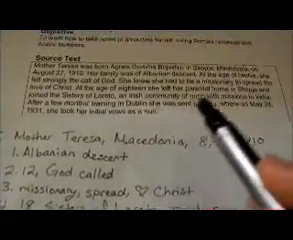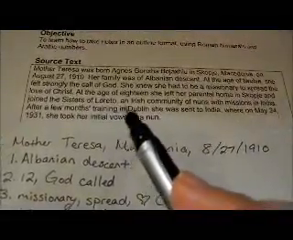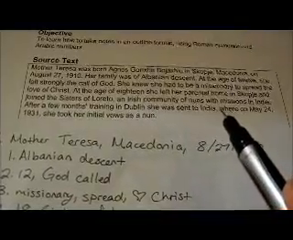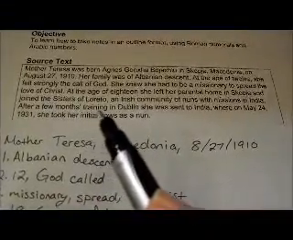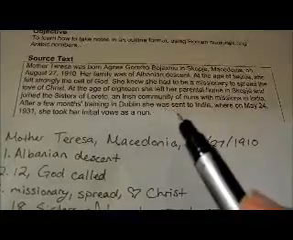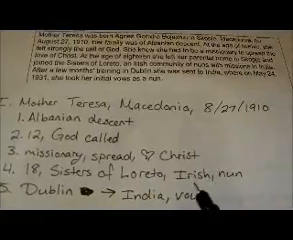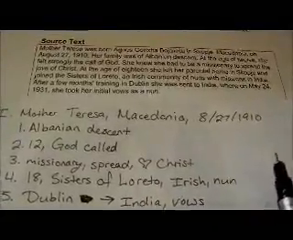Let's see, number 4. At the age of 18, she left her parental home and joined the Sisters of Loreto, an Irish community of nuns with missions in India. So she was 18. The Sisters of Loreto, they were Irish, and they were nuns. So that's basically all we really need to remember out of that.